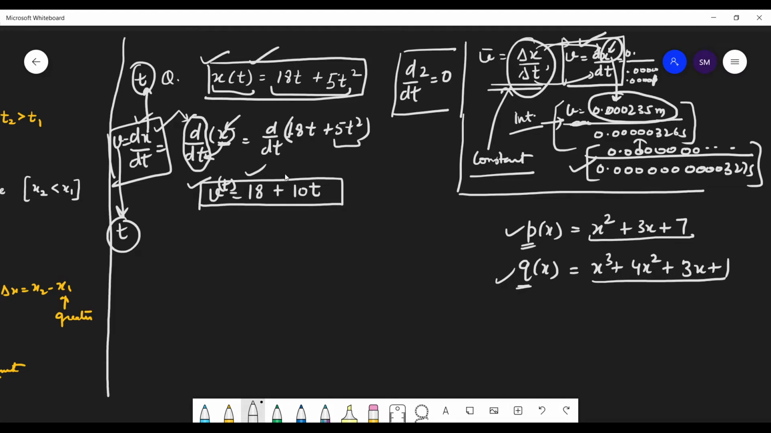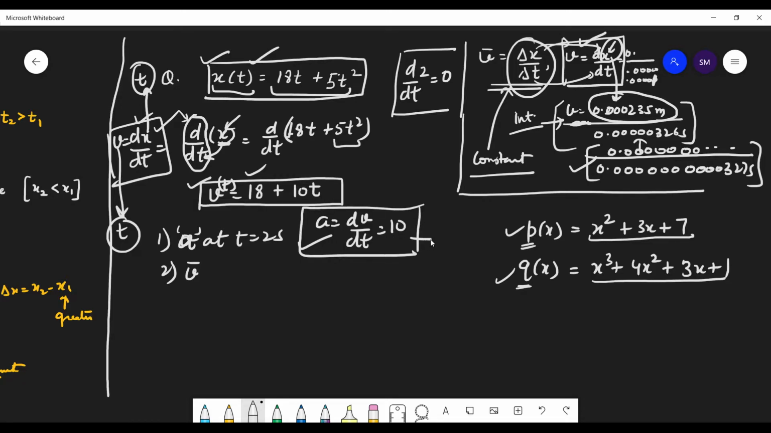Okay, got it? Now my question is, you have to calculate the instantaneous velocity. So instantaneous velocity at t equals 2 seconds is 38 meter per second. Okay, very good, absolutely correct. Again, instantaneous acceleration will be dv by dt. So I differentiate 18 to get 0, and 10t to get 10. So acceleration is constant. It does not depend on t.